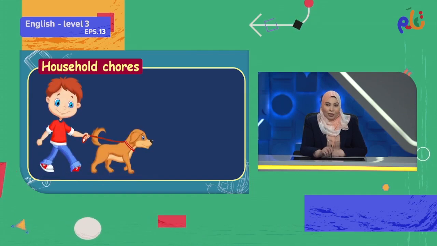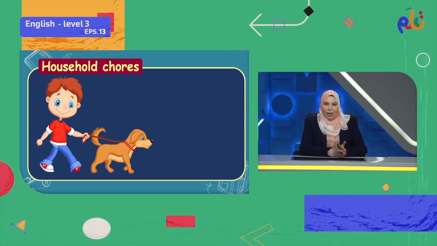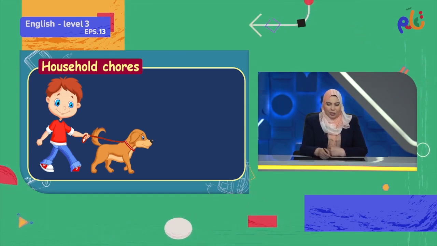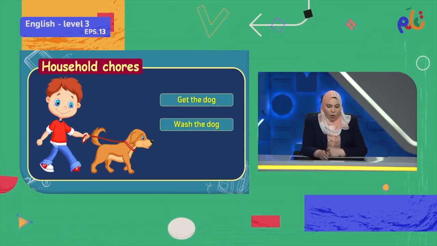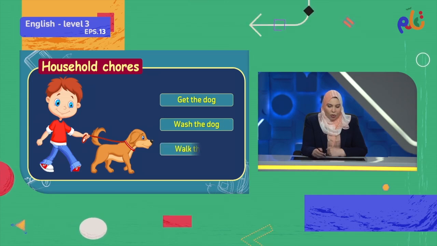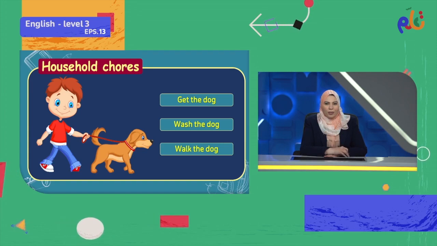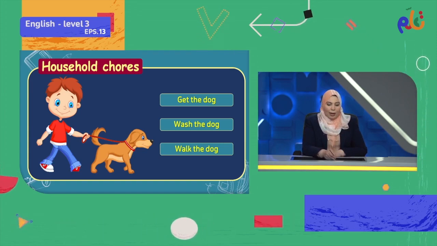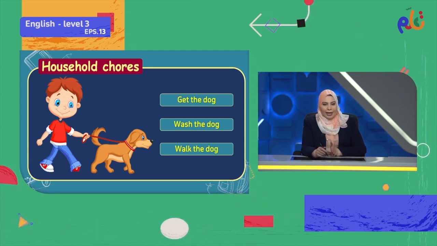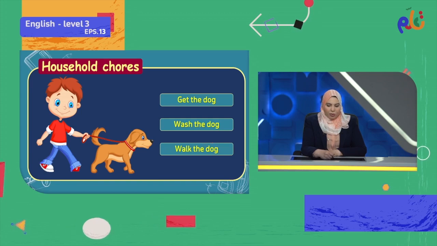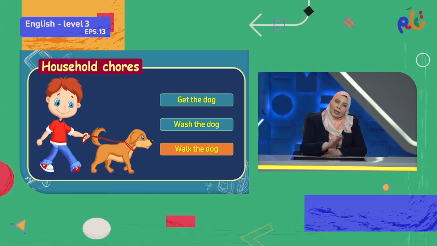And here we have another chore for anyone who has a pet at home. If you have a pet dog, you do this. So let's look at the options. Get the dog, wash the dog, or walk the dog. Which option? Exactly. So here we're talking about walk the dog. When you take the dog outside daily, you walk him. So it's called walk the dog. And this is another chore that we can add to our list.